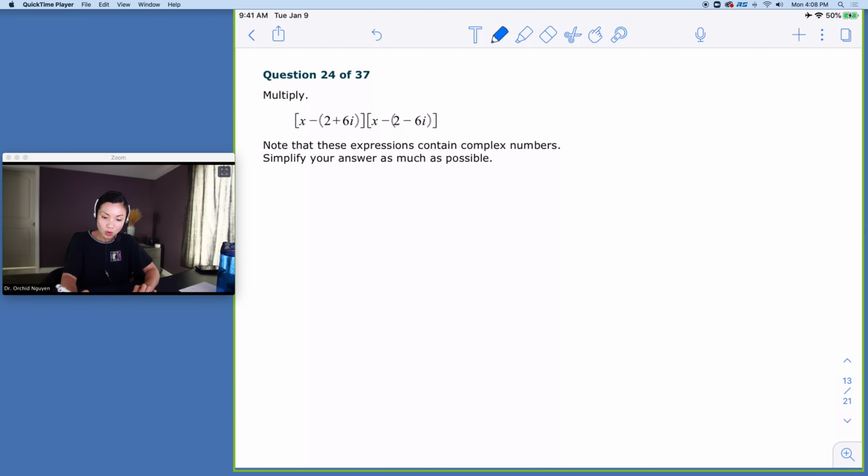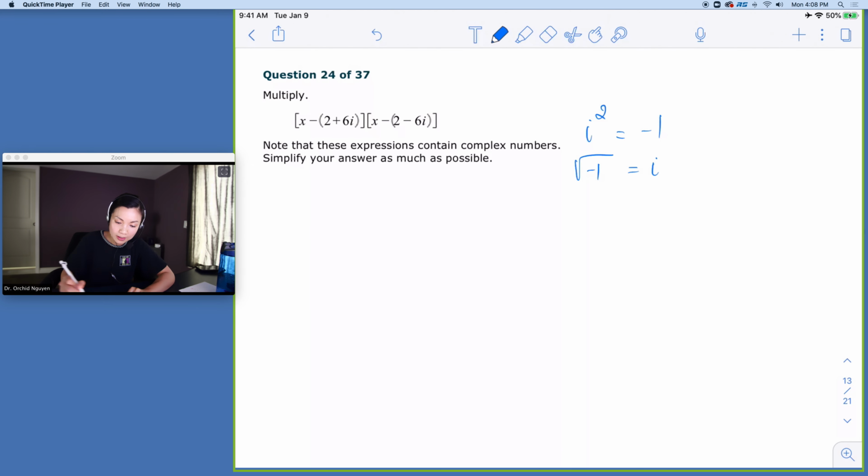Before we multiply, I just want to remind you one thing. i squared is negative 1. Why is that? Because square root of negative 1 is i. Okay, so keep that in mind. All right, so let's multiply.